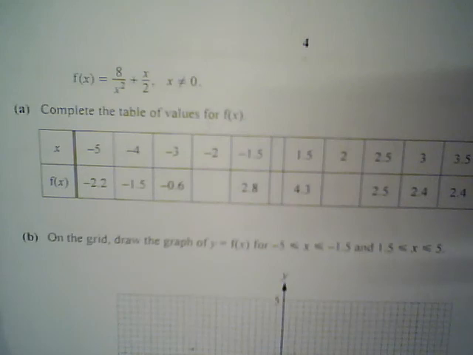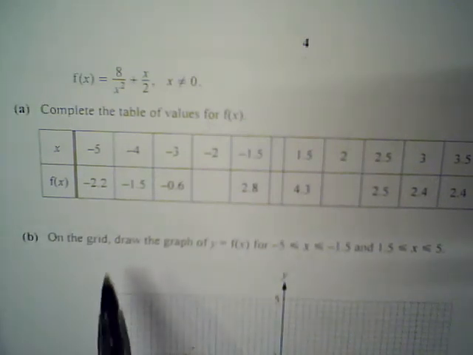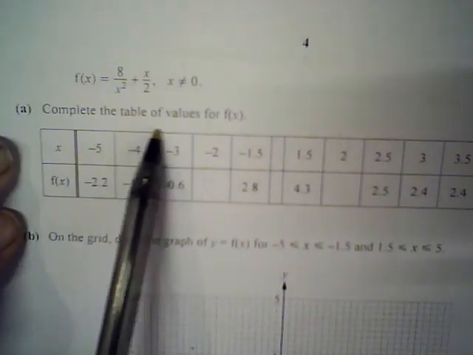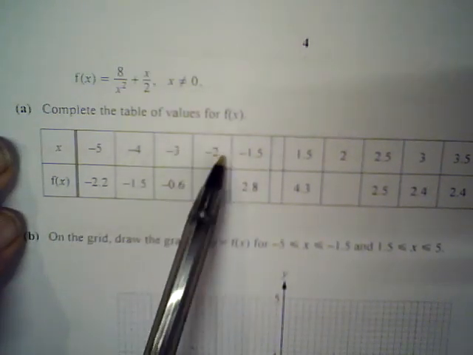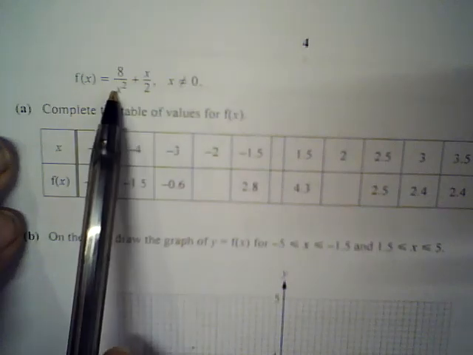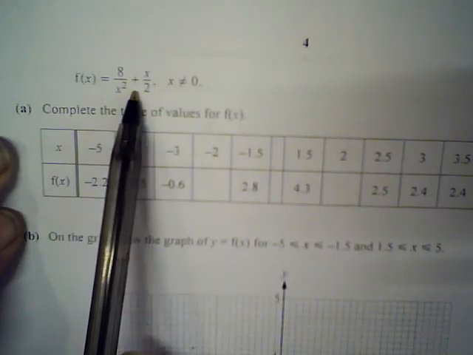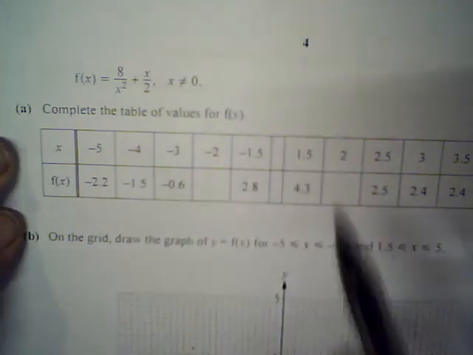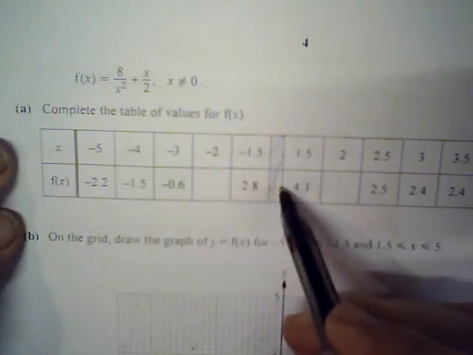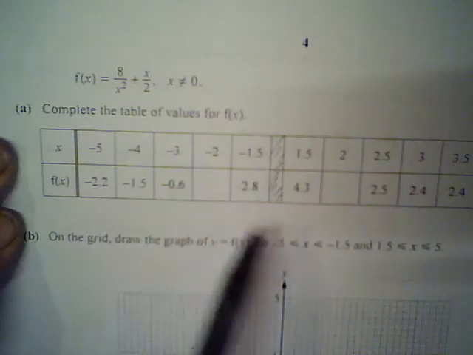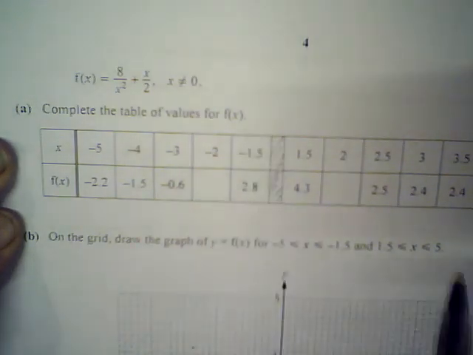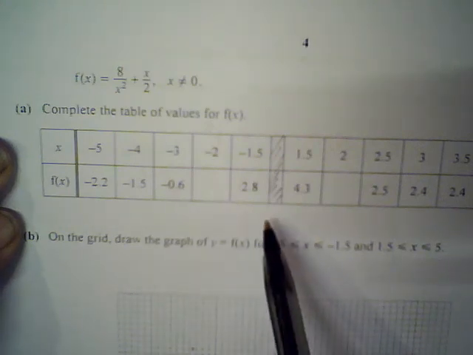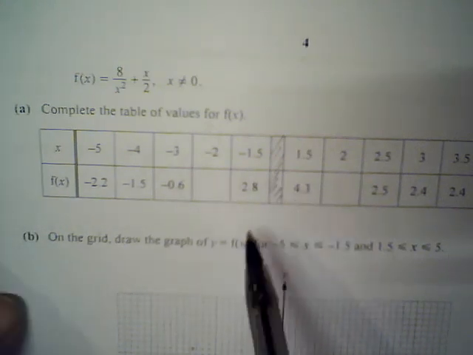Okay, question three is a beautiful graph that we've got to complete. First of all, we have a table here. They say complete the table of values for f(x). And here our curve is 8 over x squared plus x over 2, where x cannot be 0. This is important. So we will have some space here where x is 0. The curve will never, ever pass through the y-axis. The y-axis is where x is 0.